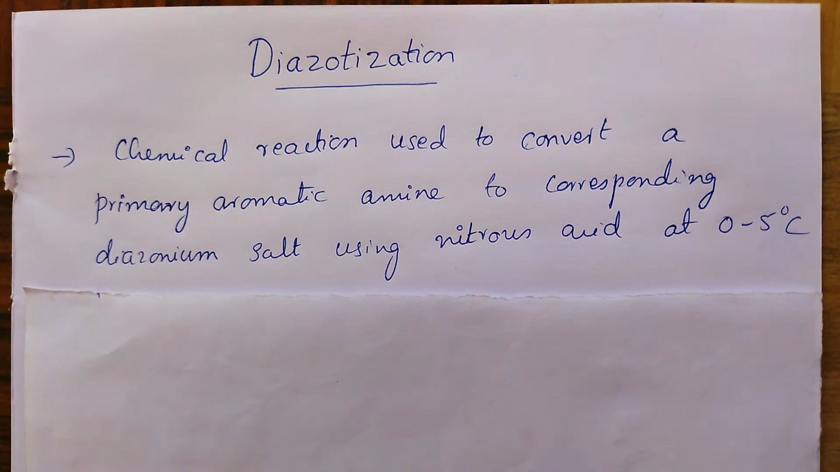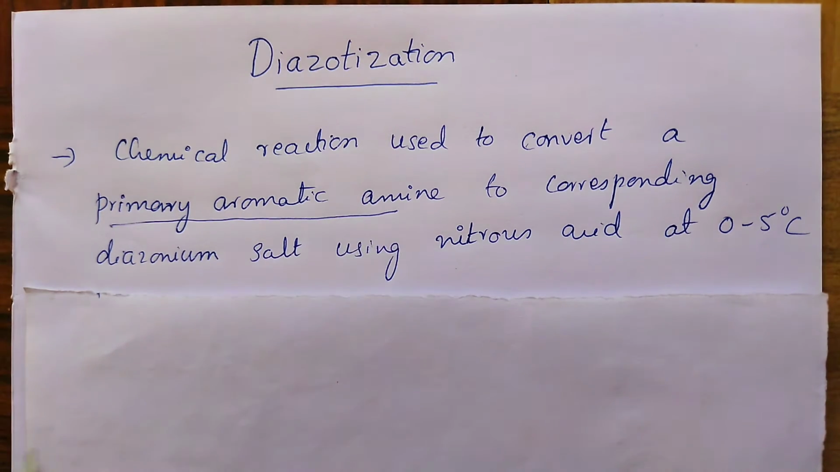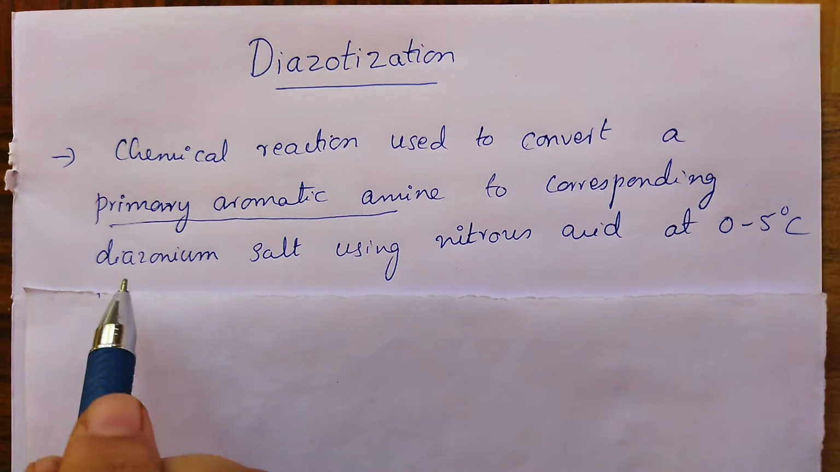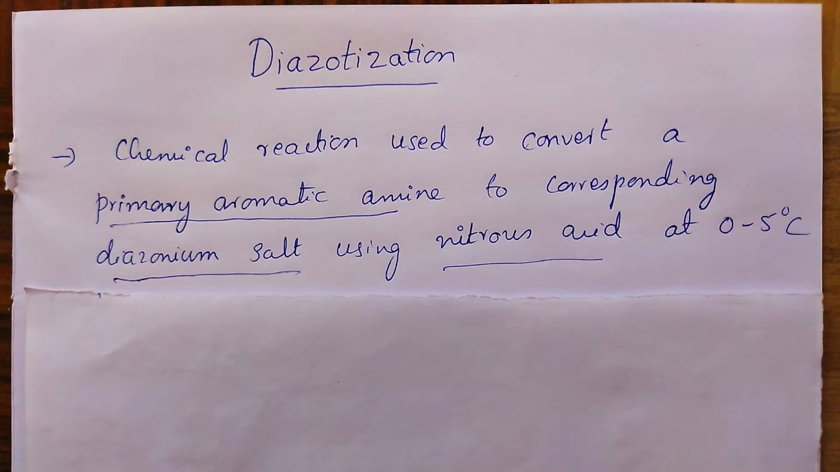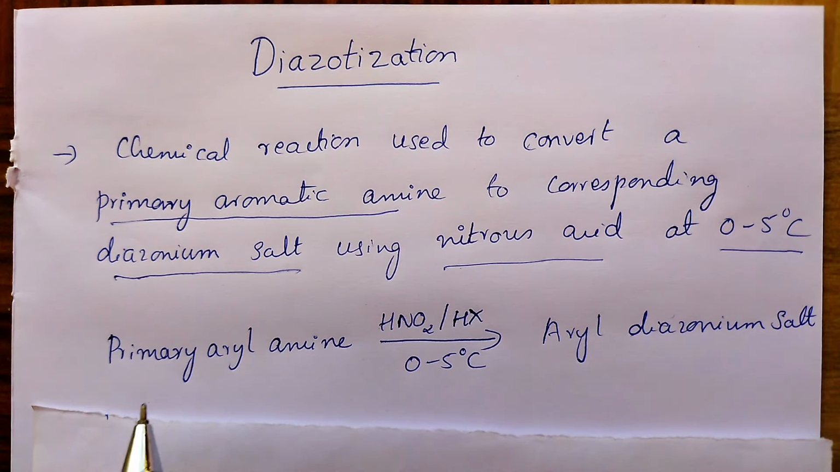Diazotization is a chemical reaction which is used to convert a primary aromatic amine to its corresponding diazonium salt using nitrous acid at a low temperature like 0 to 5 degrees Celsius. See, the general reaction is given here. The primary aryl amine is converted into aryl diazonium salt using the reagents in this particular reaction condition.